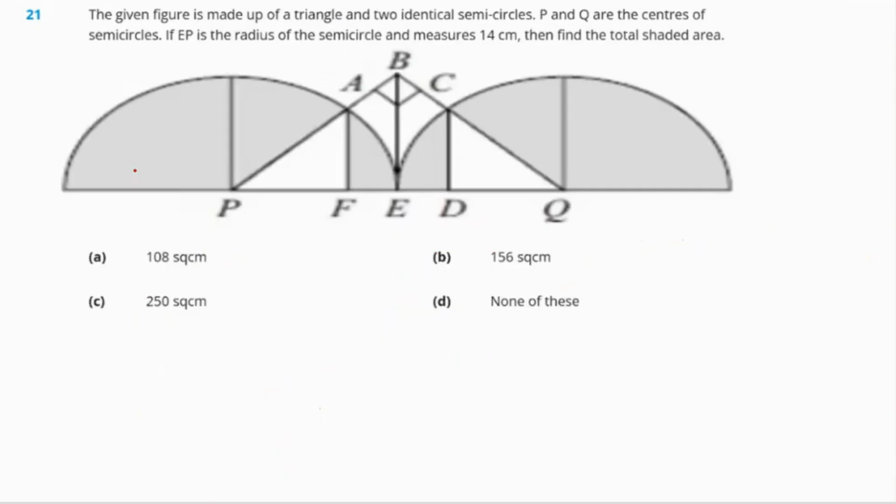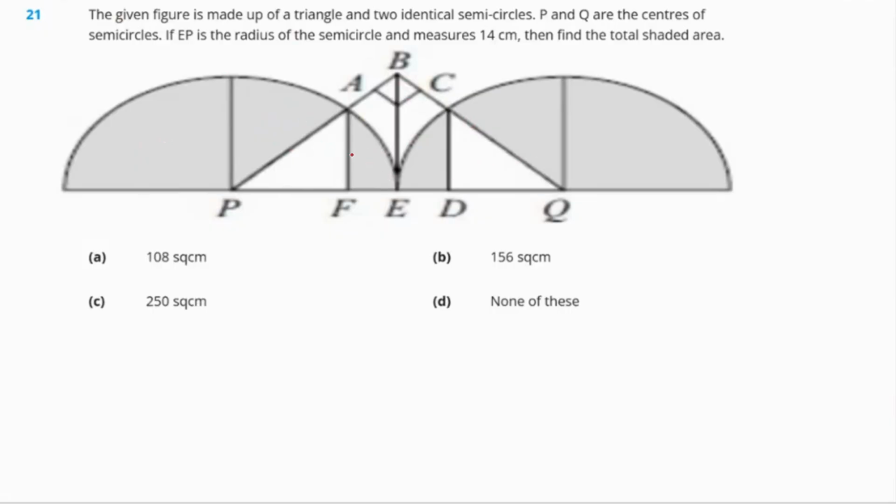Next question, the given figure is made up of a triangle and two identical semicircles. P and Q are the centers of the semicircles, and if EP is the radius of the semicircle and measures 14 centimeter, then we have to find out the total shaded area. Here you can see two same semicircles, identical semicircles, and one triangle is also there. So what we have to find out here is the area of the shaded region.